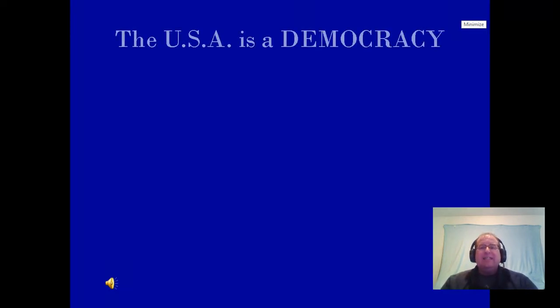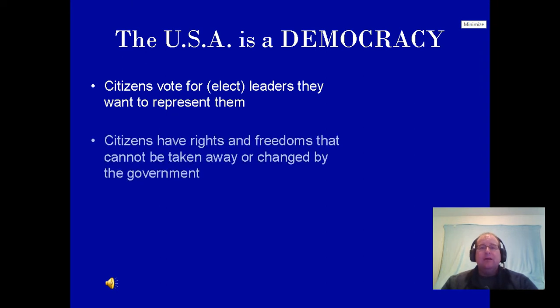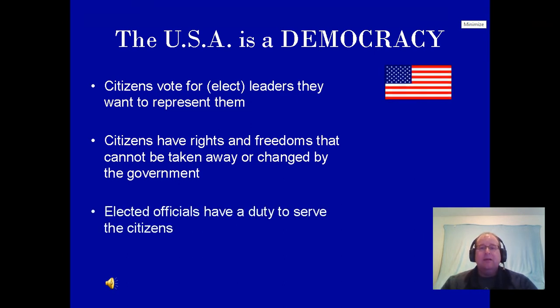The United States of America, or USA, is a democracy. You're going to love this. A democracy means that citizens vote or elect leaders they want to represent them. Citizens like you and me, your mom, your dad, your grandma, your grandpa, have rights and freedoms that cannot be taken away or changed by the government. And within a democracy, the elected officials have a duty to serve the citizens.